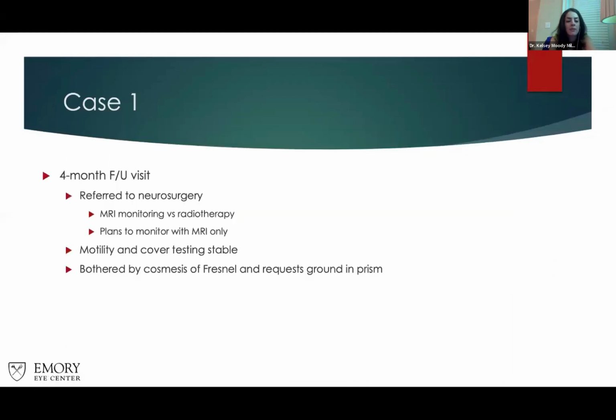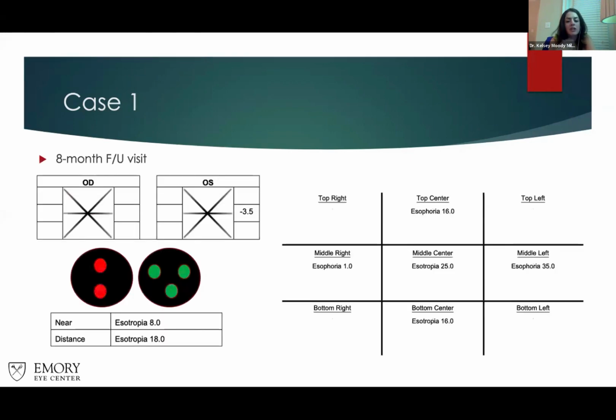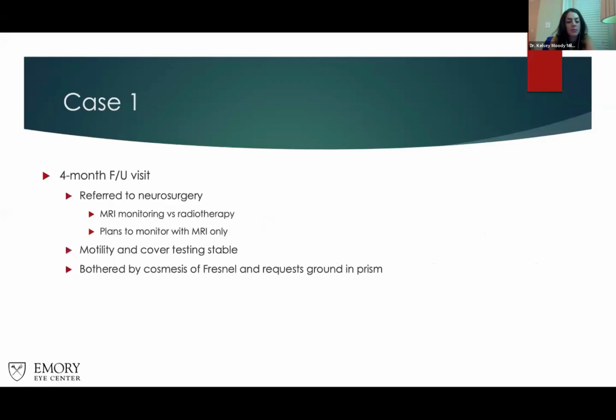He came back 4 months later. He already saw neurosurgery. He decided that he just wanted to monitor with MRI. He was not interested in radiotherapy. However, he was bothered by the cosmesis of the Fresnel and requested ground in prism. I rechecked his measurements. At this point, he was stable, and so we educated him that it could change, but he still wanted to do ground in prism, and so we then created his regular glasses prescription with 12 base out prism split between the right and the left eye, 6 in each eye.